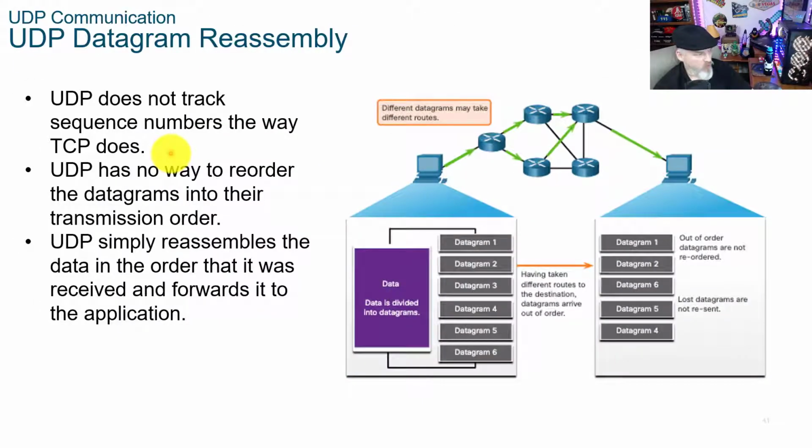UDP does not track sequence numbers. It has no way to reorder the datagrams in the transmission order, and UDP simply reassembles the data in the order that it was received and forwards it to the application. And then it's up to the application to try to make sense of it and put it back together. So if it takes different routes, 1, 2, 3, 4, 5, 6, and it gets there in 1, 2, 6, 5, 4, lost datagrams are not resent. If it loses one, if 3 is gone, the application will just try to make up for what's there or skip it. At that point it's up to the application to take care of it.